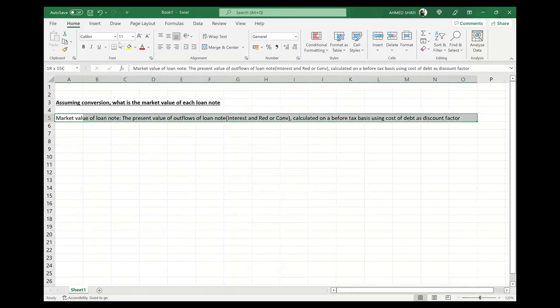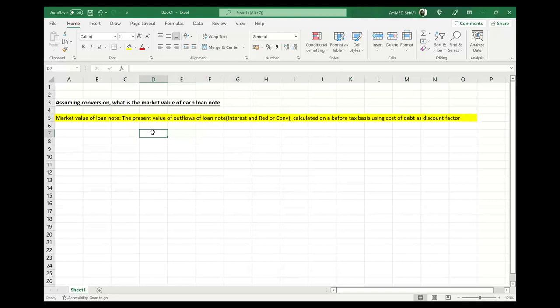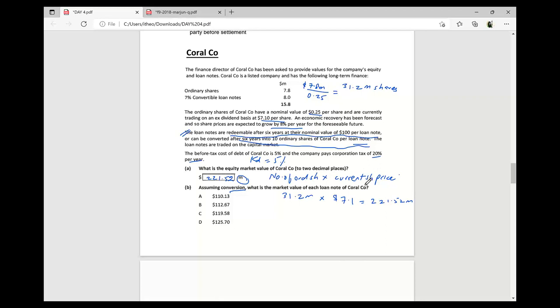Always the question will ask, when MCQ will ask you to calculate the market value of loan note, it's the present value of two outflows of a loan note. A loan note only has two outflows, interest and redemption or conversion, calculated on a before tax basis using KD, cost of debt as discount factor. So what is the market value of loan note? It is basically the present value of two outflows, interest and redemption or conversion, discounted at KD. Now you are solving this assuming conversion.